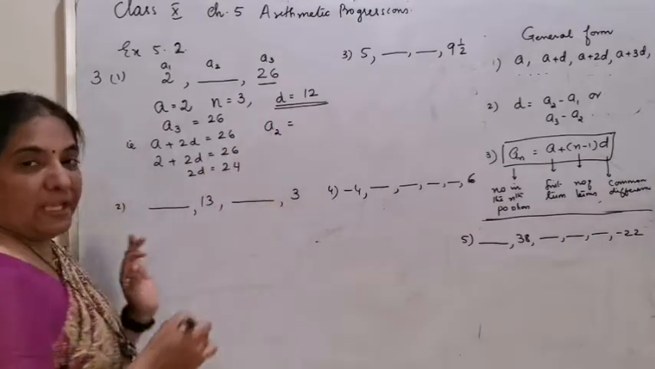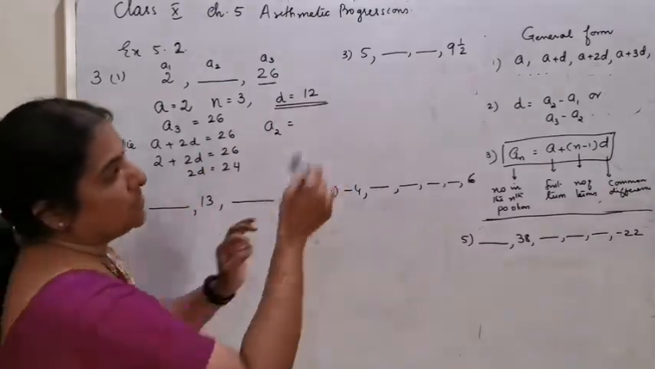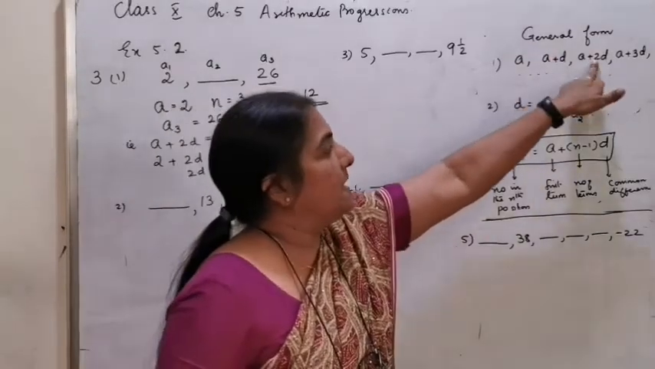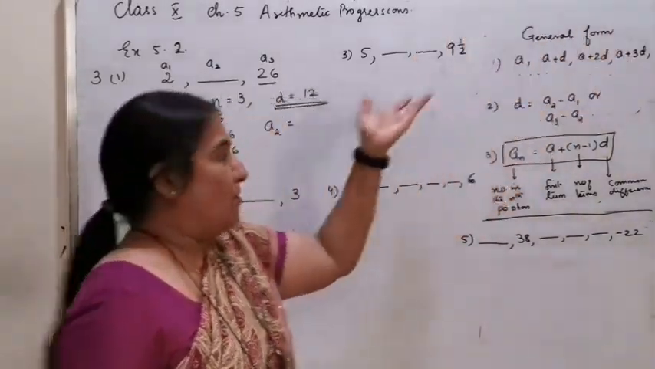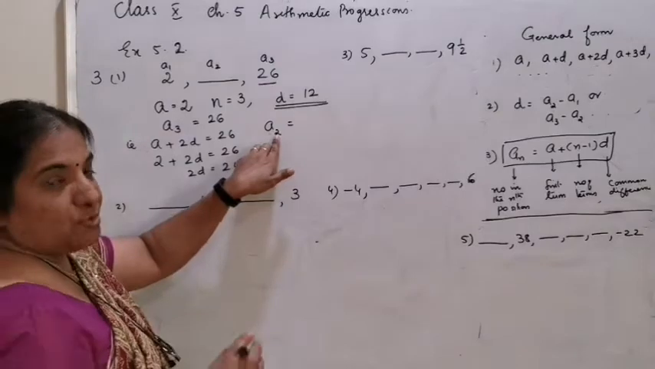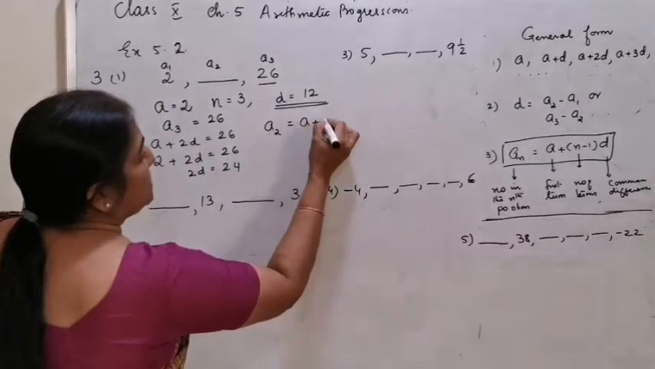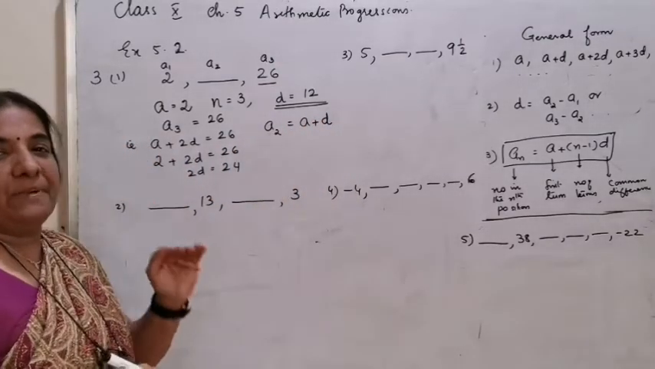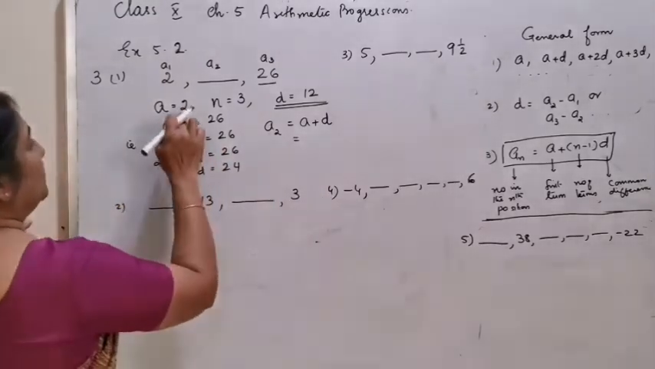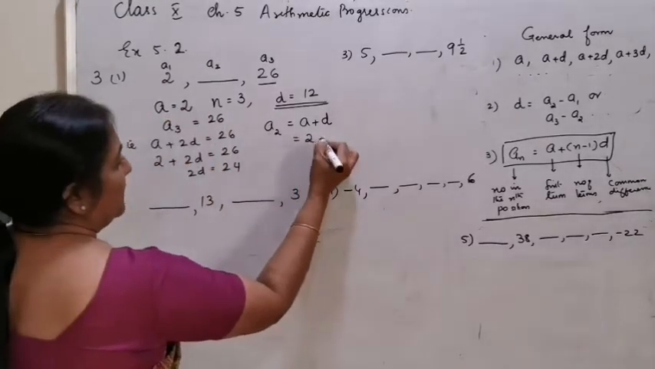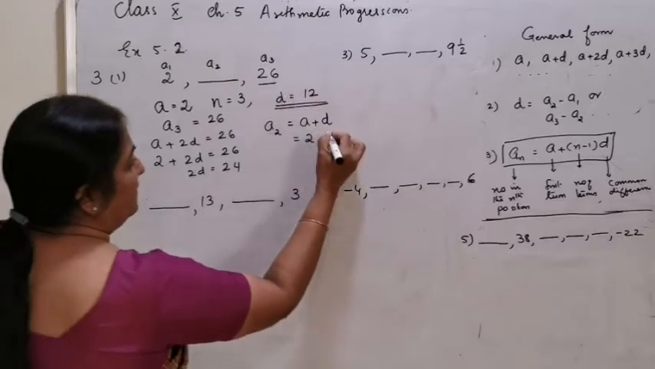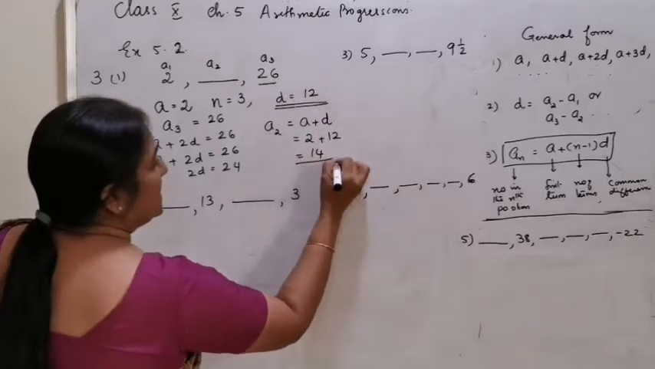What is the formula for A2? A2 general form is what? A plus D, A plus 2D, A plus 3D, etc. Or what is the formula for A2? A2 is A plus 1D or A plus D, which is equal to, you know the value of A as 2, you know the value of D as 12, or A2 is 14.